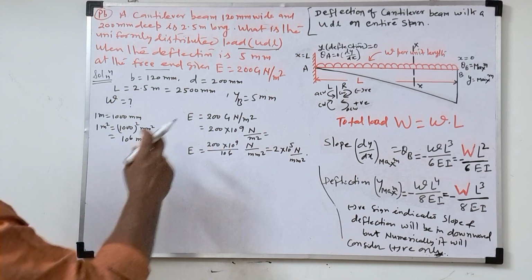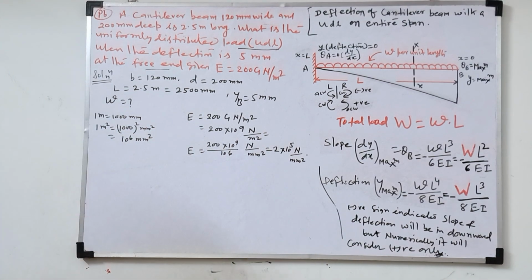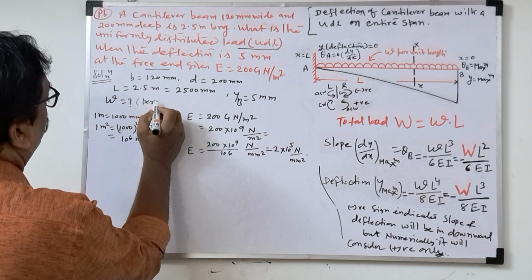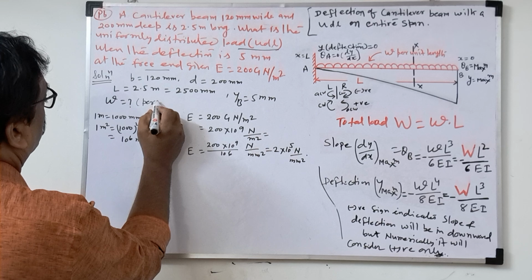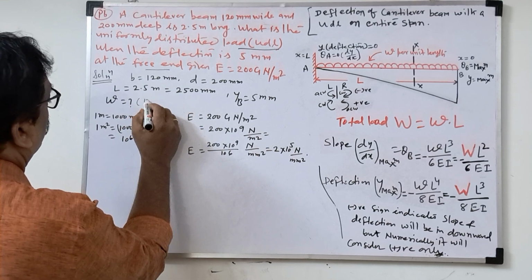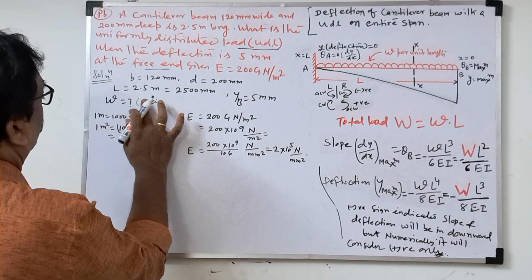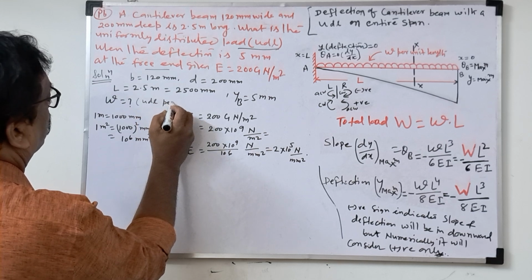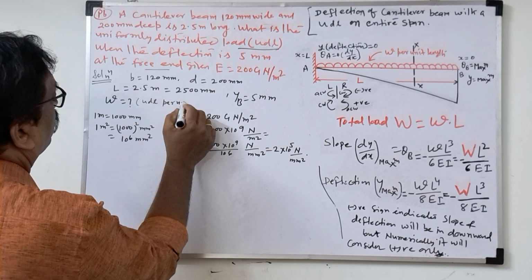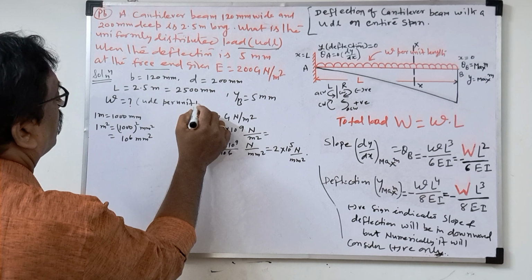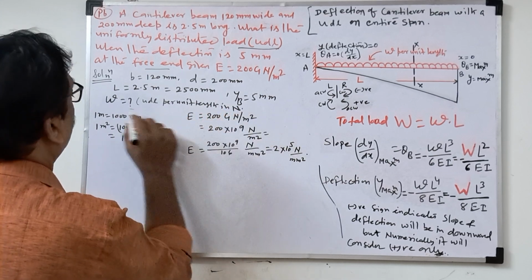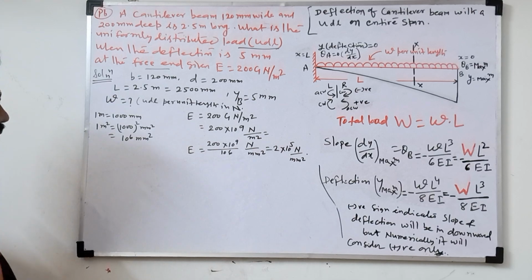Now, what they are asking here is w. What is the w here? We will write it as the load per unit length, in Newton per meter. So this is w, and that is what we have to find out.